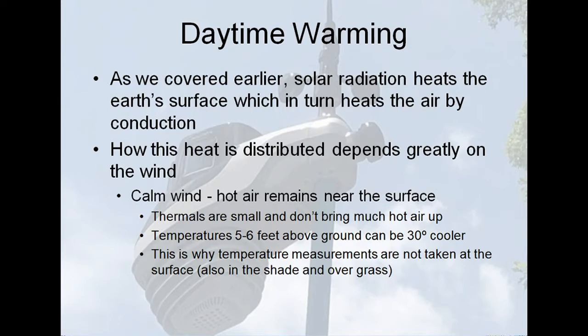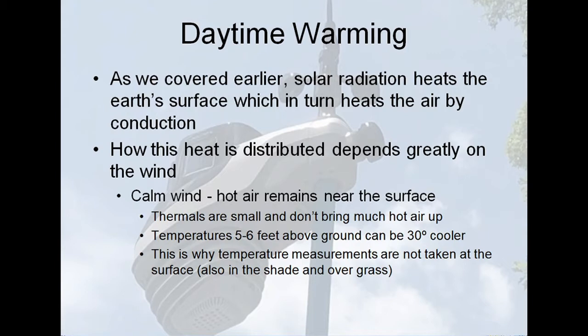How this heat is distributed depends greatly on the wind. With calm wind, hot air remains near the surface. The hot air being emitted from the Earth heats the air, and there's nothing to move it around, so it will rise a little bit, but not much. Thermals are small and don't bring much hot air up, so you're not getting a lot of lift from that without help from the wind.